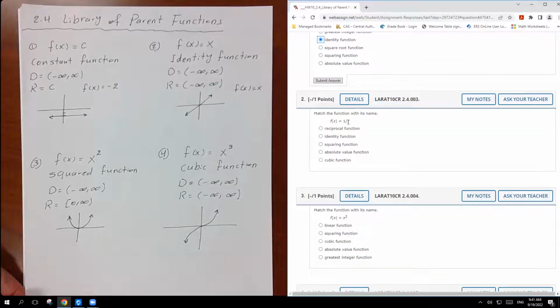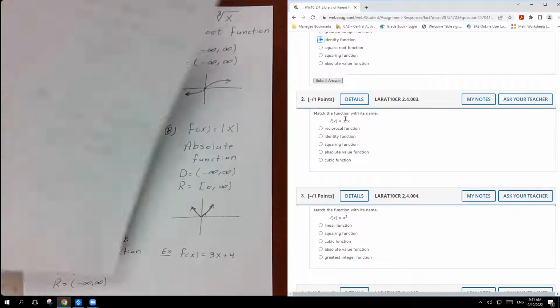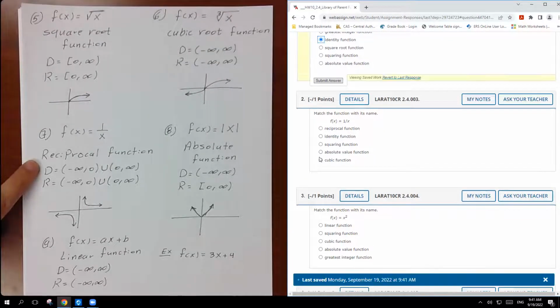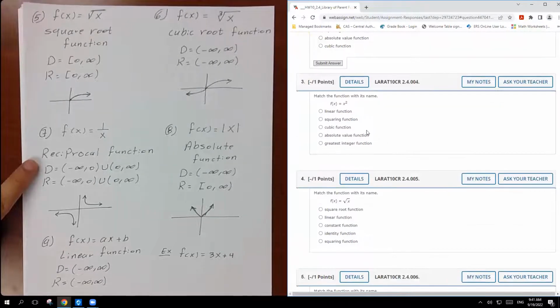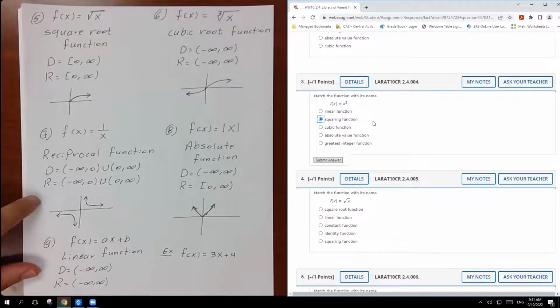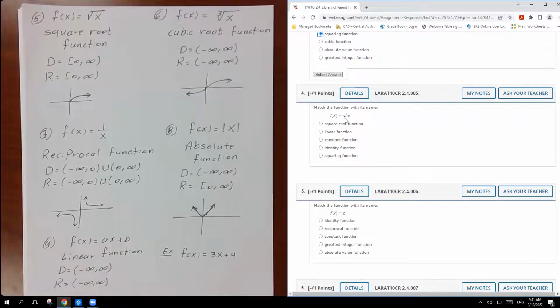1 over x, which number is 1 over x? It's the reciprocal function. So we're going to choose the reciprocal function. X squared, this is the squared function. Number 4, this is the square root function. That's the difference, square root function.